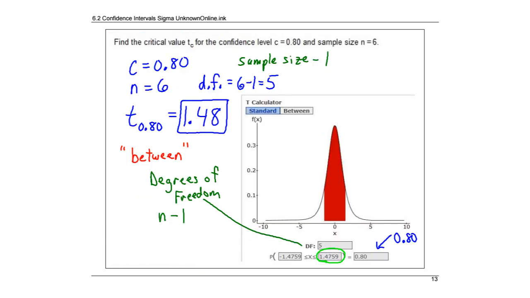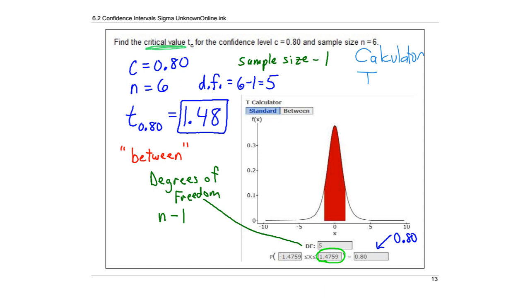All right, let's look at a couple of homework problems. So this one is asking for the critical value. As soon as you see that it's asking for the critical value, that means you're going to want to use either calculator normal or calculator T, and it's going to depend on what information they give us. Now, because they asked for T of C, I'm going to use calculator T. If they had asked for Z of C, I would use calculator normal.